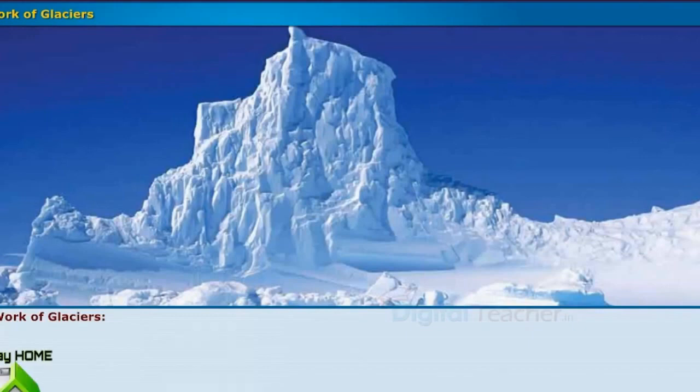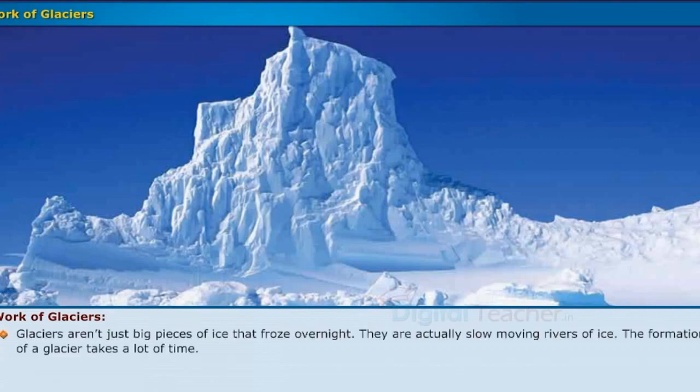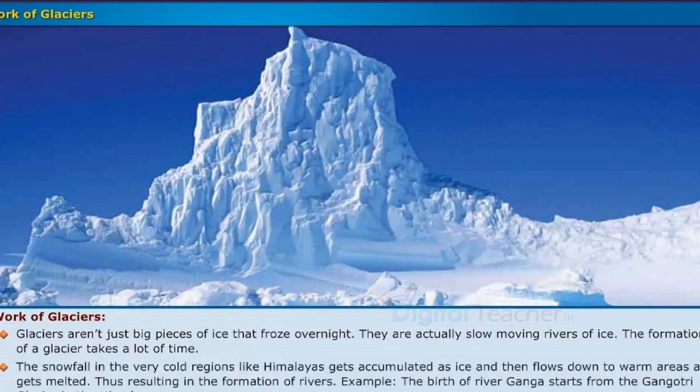Now, let us see the action of glaciers on the lithosphere. Glaciers aren't just big pieces of ice that froze overnight. They are actually slow-moving rivers of ice. The formation of a glacier takes a lot of time. The snowfall in the very cold regions like the Himalayas gets accumulated as ice and then flows down to warm areas and gets melted, thus resulting in the formation of rivers. Example, the birth of river Ganga starts from the Gangotri glacier in the Himalayas.